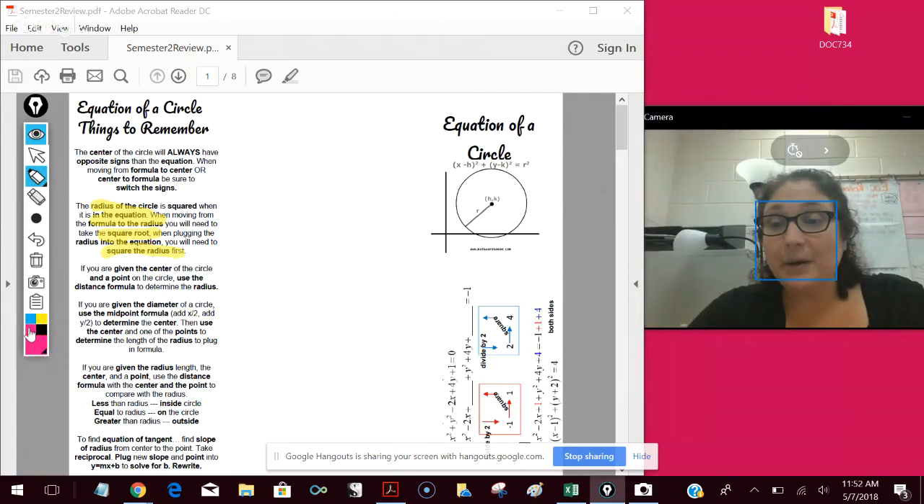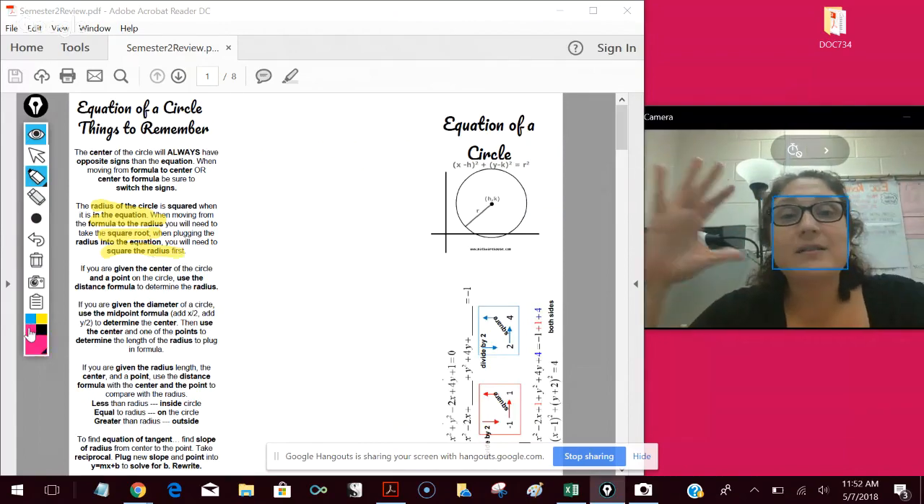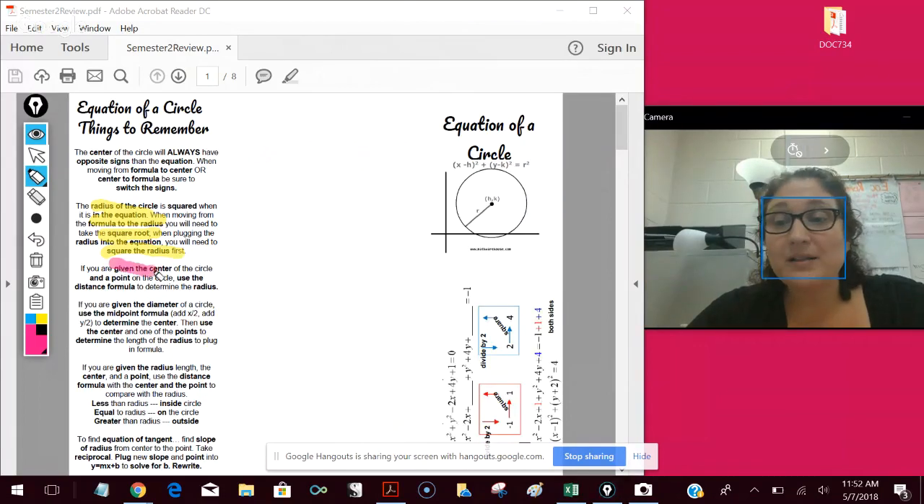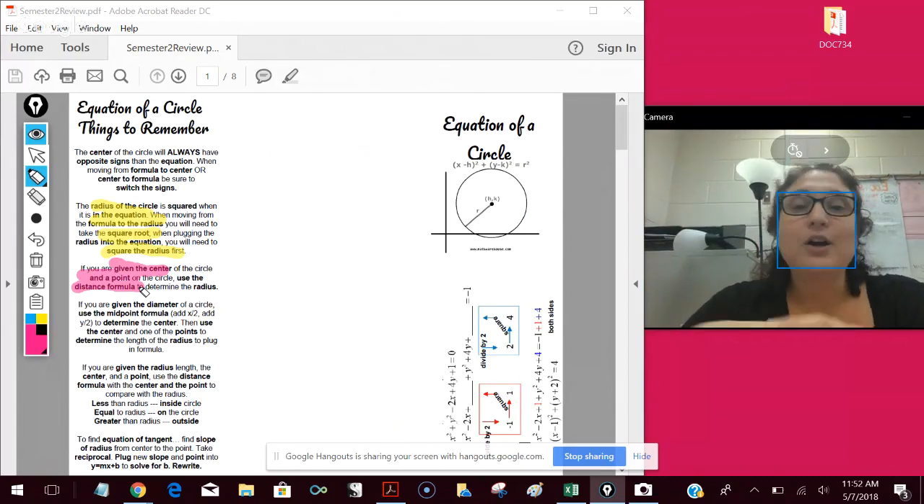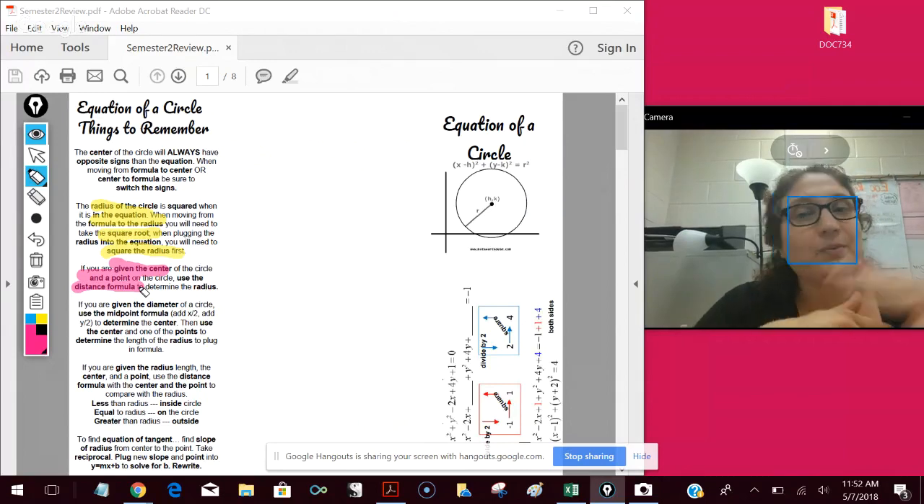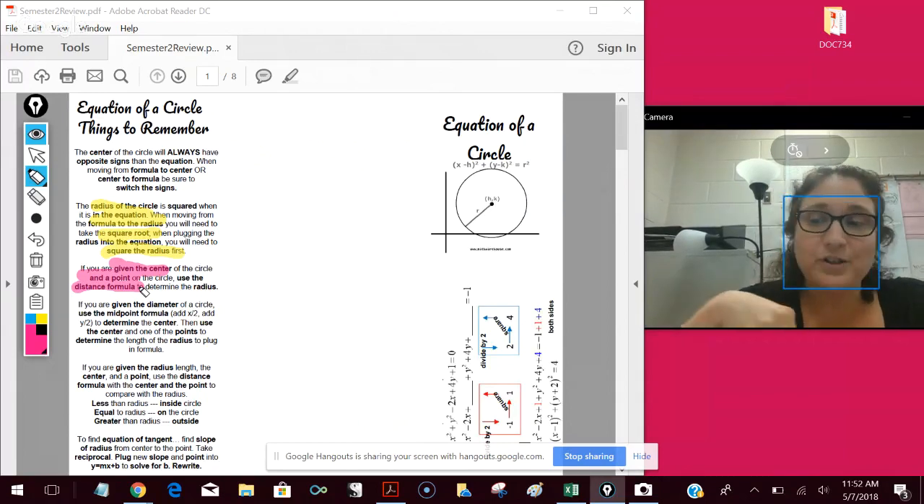Other things to remember: if you are given the center of the circle and a point, you will then have to use the distance formula to find the radius. Now, the distance formula is located on the formula sheet. You also can do the hack, which is what I'm going to be modeling coming up in these equations.